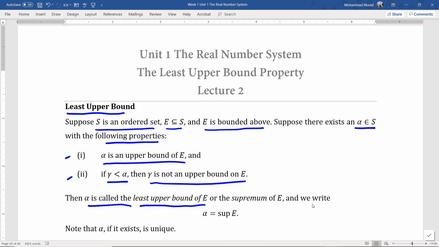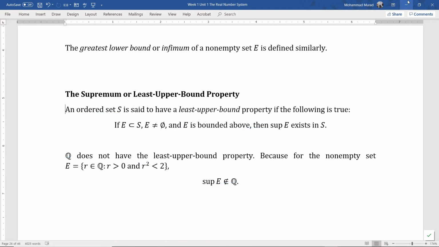Since alpha is an upper bound and no element smaller than alpha is an upper bound, alpha is called the least upper bound of E, or the supremum of E. And we write alpha equals sup E. Sup stands for supremum of the set E. Note that alpha, if it exists, is unique. The greatest lower bound, or infimum, of a non-empty set E is defined similarly. The infimum of a set E is denoted by inf E.